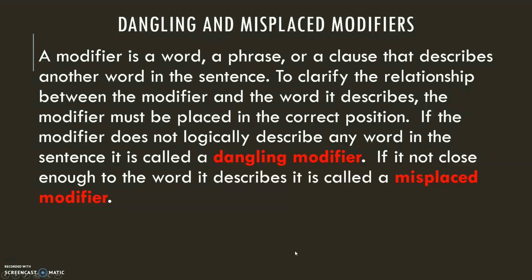Dangling and misplaced modifiers. A modifier is a word, phrase, or clause that describes another word in the sentence. To clarify the relationship between the modifier and the word it describes, the modifier must be placed in the correct position. If the modifier does not logically describe any word in the sentence, it is called a dangling modifier. If it is not close enough to the word it describes, it is called a misplaced modifier. I don't really care if you know what they're called, just as long as you can put the modifier where it needs to be.